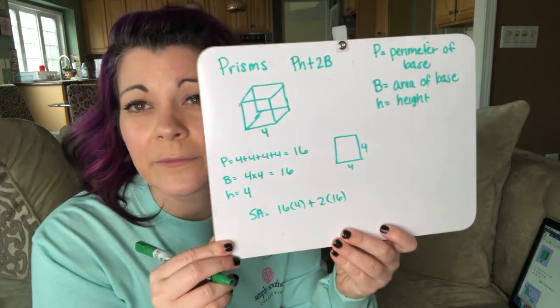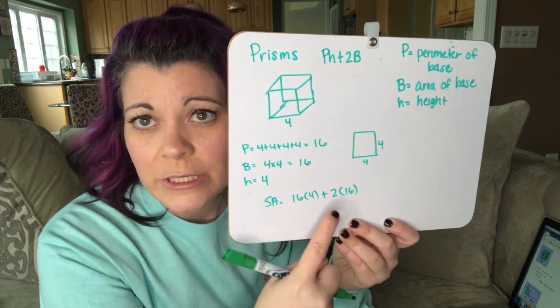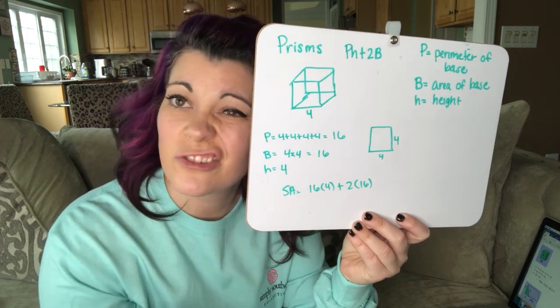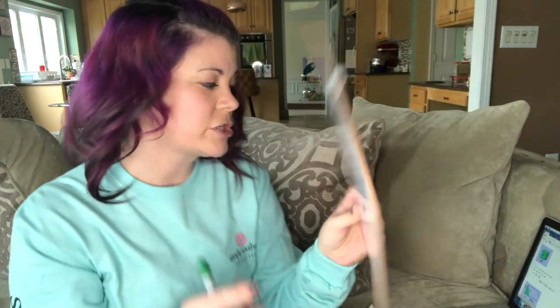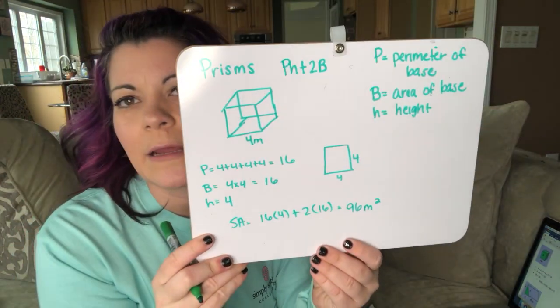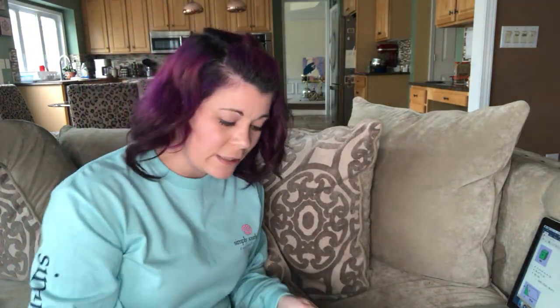And now I have everything plugged in, okay? Again, 16 for P, 4 for H, and 16 for B. I just solved this using order of operations. So once I solve it, I get 96, and this was in meters. I keep forgetting to put the units, but this was in meters. So it'd be 96 meters squared is the surface area of this cube. Cool. So that's how you do rectangular prisms and cubes.